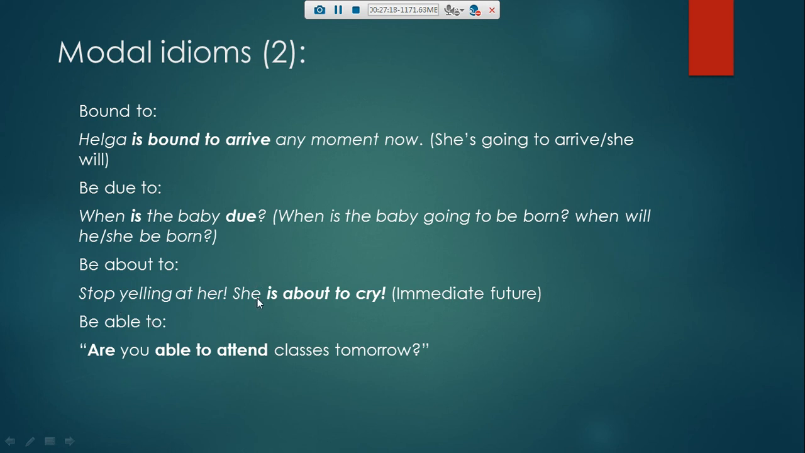Be about to. Stop yelling at her. She's about to cry. This is immediate future. You can see that she's on the verge of crying. Be able to. Are you able to attend classes tomorrow? This adverbial helps us recover the future time reference of this modal idiom.